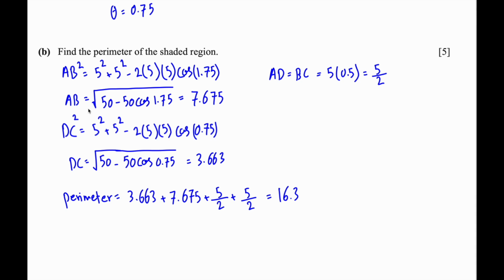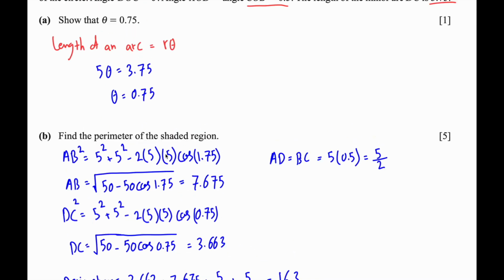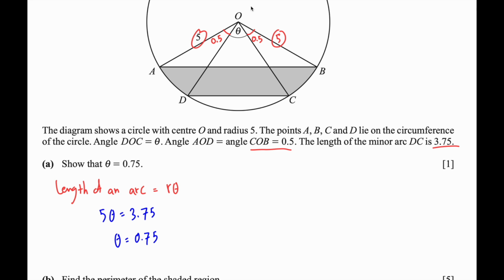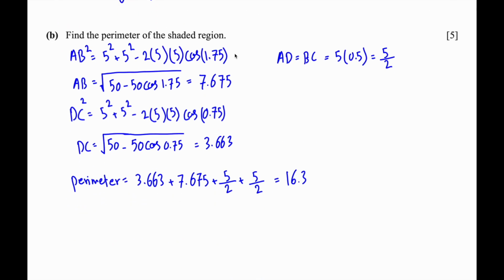Now I have to find the value of DC. I'm going to apply the cosine rule again. This time, still the radius is 5. The angle between the two sides, however, is reduced to 0.75, and that's what you can see here. I have to take the square root of the right hand side, tidy up, key these values into your calculator, and this is the final answer you get.